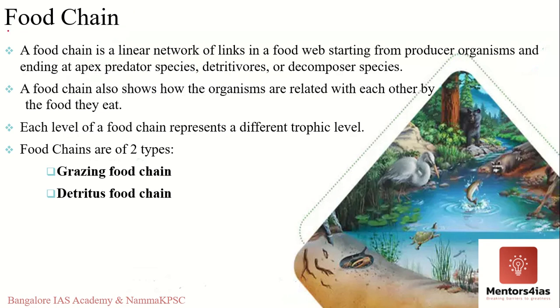Now, the food chain in an ecosystem actually refers to a linear sequence or progression through which energy or matter in the form of food is transferred from one organism to another. If you take food chains, generally we should be able to classify these food chains into two types. One is the grazing food chain, the other is the detritus food chain.